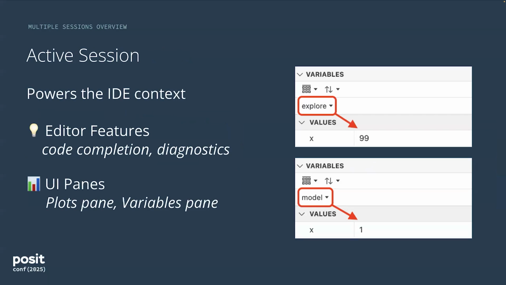So we know how to create and manage sessions. Next question is, how do we know which session the IDE is using? That's where the active session comes in. The active session is the one you've selected from the console pane that is powering the IDE. Editor helpers like code completions and diagnostics use this active session. So when the active session changes, the editor context also instantly updates. And it's not just editor features, other UI panes like plots and variables also get updated to show you results from this active session.